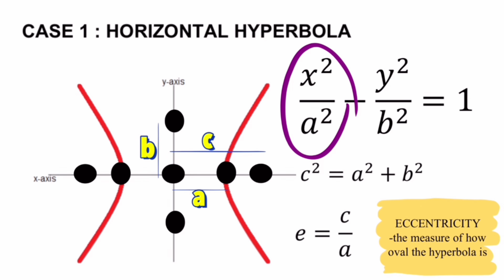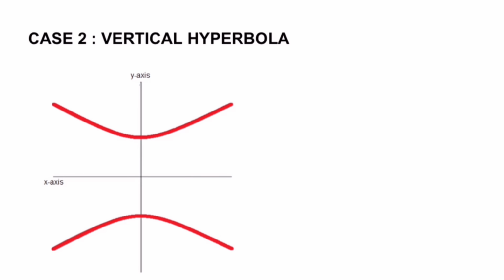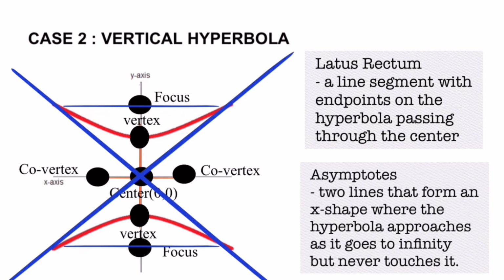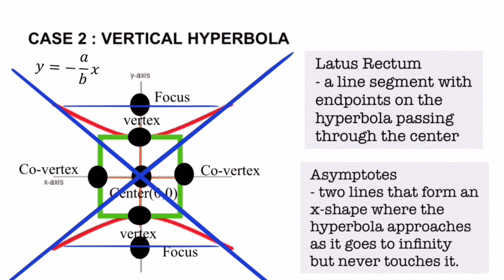Now, let's look at the second case of a hyperbola, which is the vertical hyperbola. In the vertical hyperbola, we still have the same parts. And the equation of the asymptote with a negative slope is y equals negative a over b x, while the one with a positive slope is y equals a over b x. We also have these lengths in a vertical hyperbola.